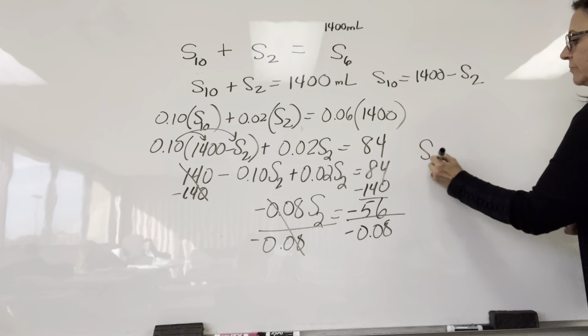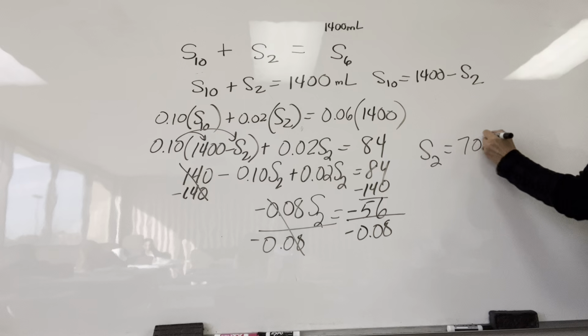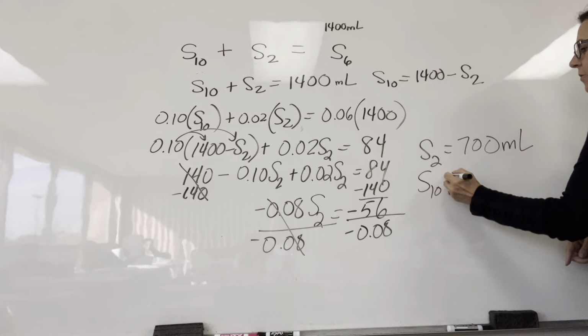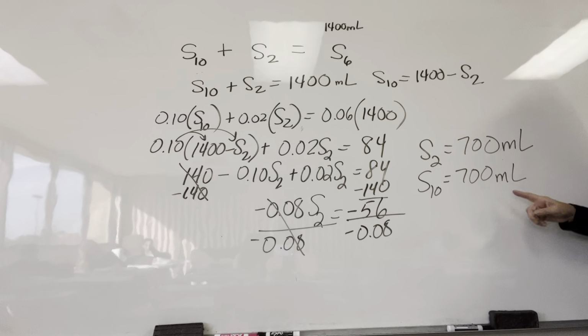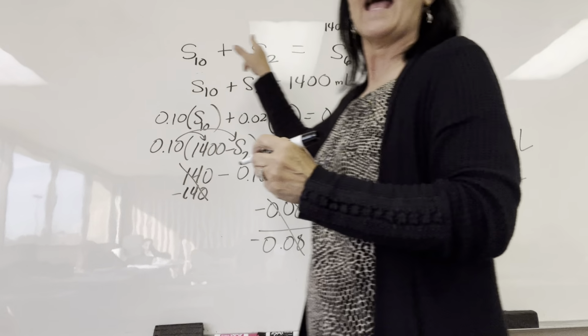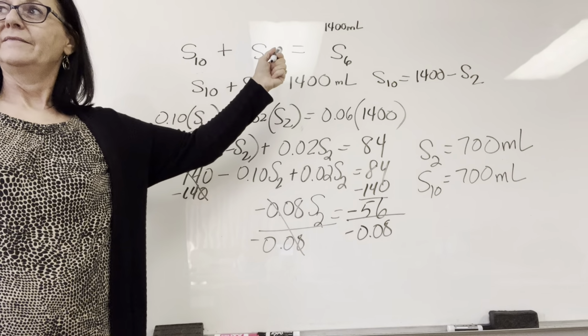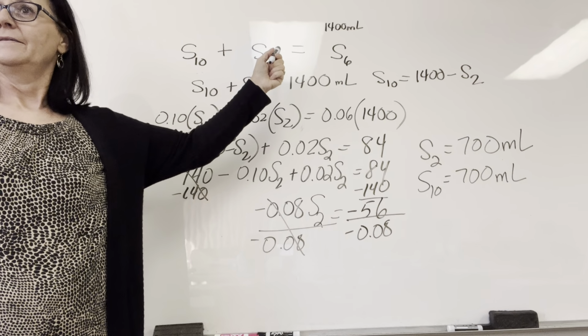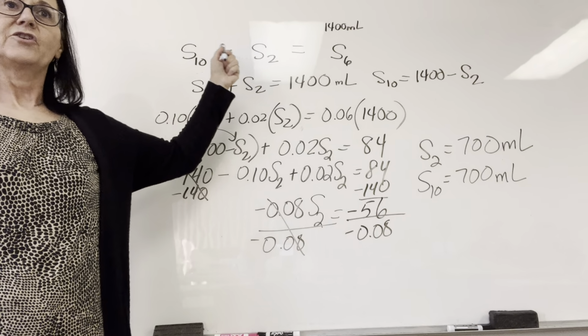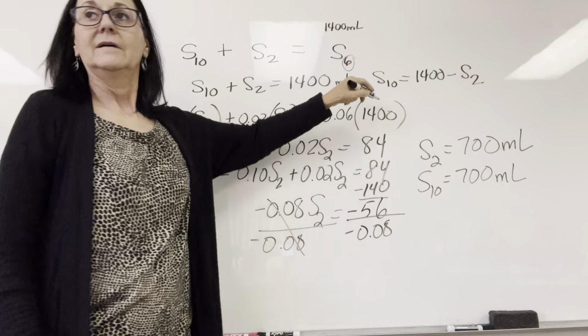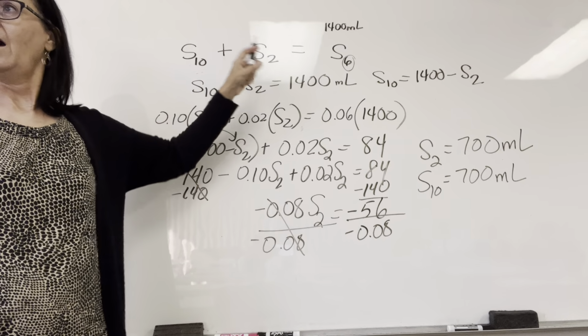And how much S2 did we have, Nora? 700. We have 700 milliliters of S2. If I have 700 milliliters of salt 2, how much is salt 10? Same. Is that logical? I guess. 6 is exactly the midpoint between 2 and 10. Right? So you're going to have equal amounts when your solution concentrate is the midpoint of the two solutions you have.